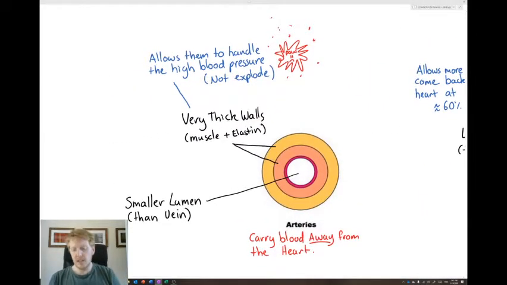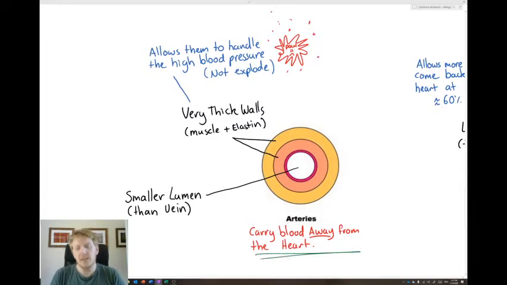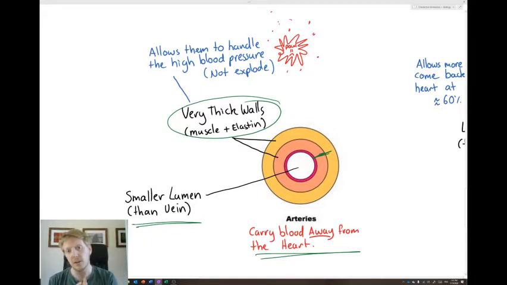And one thing that you need to take away early on is that arteries are the blood vessels that carry blood away from the heart. So they're really close to the heart, and they handle the blood just as it's pumped out of the heart. And so they have a smaller lumen. Now this smaller lumen is because so much of their structure is actually dominated by these very thick walls with lots of muscle fibers and lots of elastin fibers.